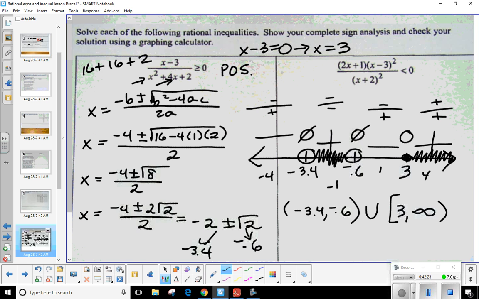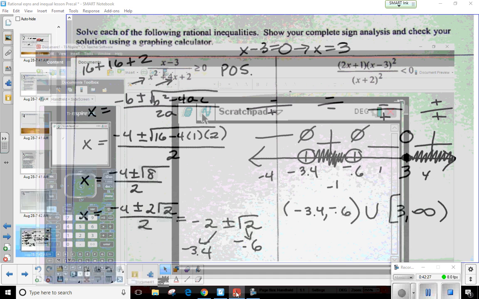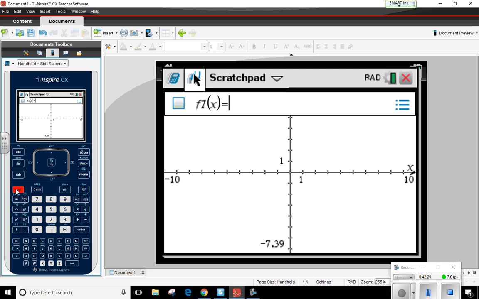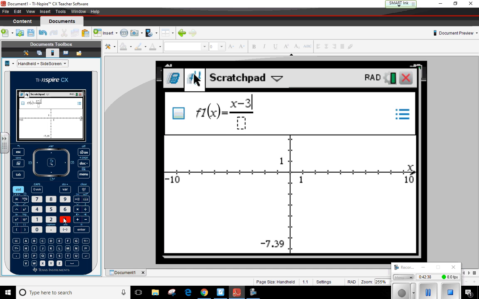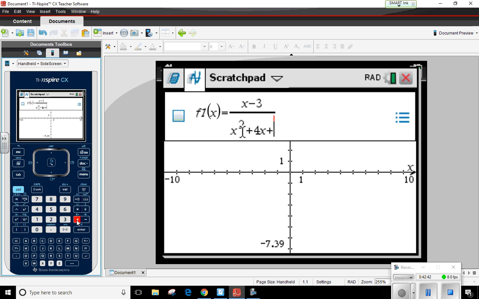This is the one you don't have a graph of, so let me go ahead and quickly plug him in. X minus 3, so I'm going to come on over here. Control divide, X minus 3. Okay. Control divide. There we go. So X minus 3 over, it was X squared plus 4X plus 2.